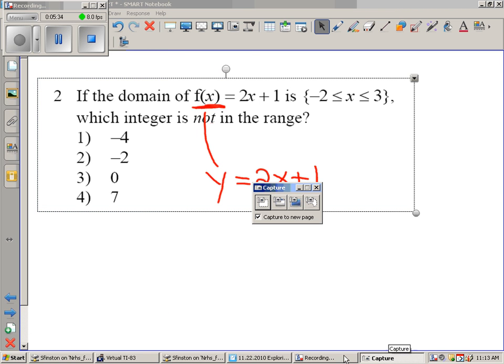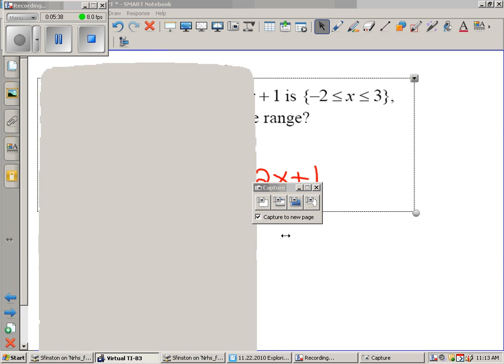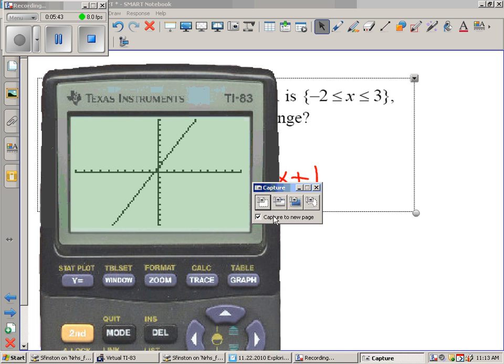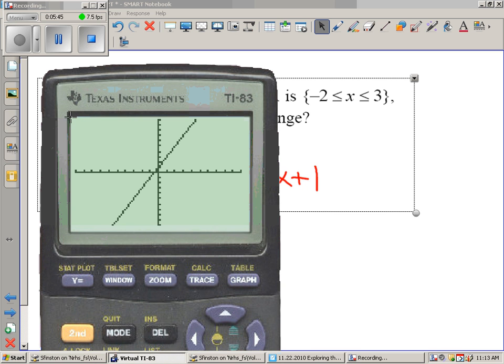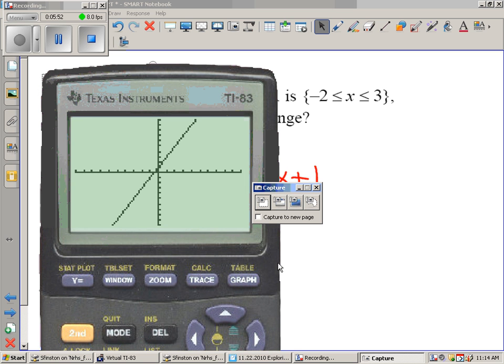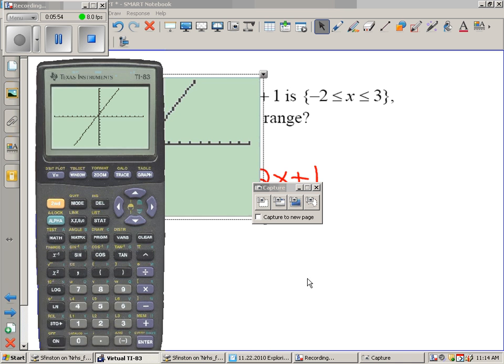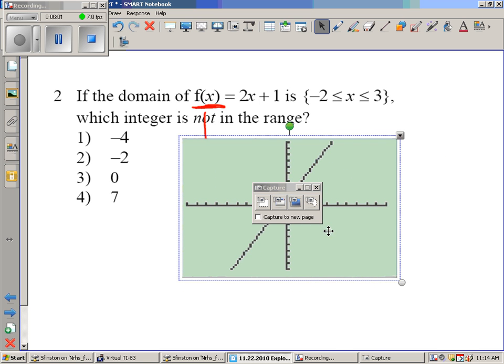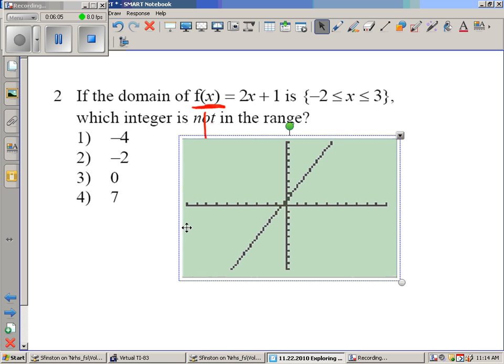Let me grab my calculator. Let's make it really big and gigantic. Just want to show people that we can do this and how we got it, right? All this right here is the picture off my calculator screen. Okay. So here we go.